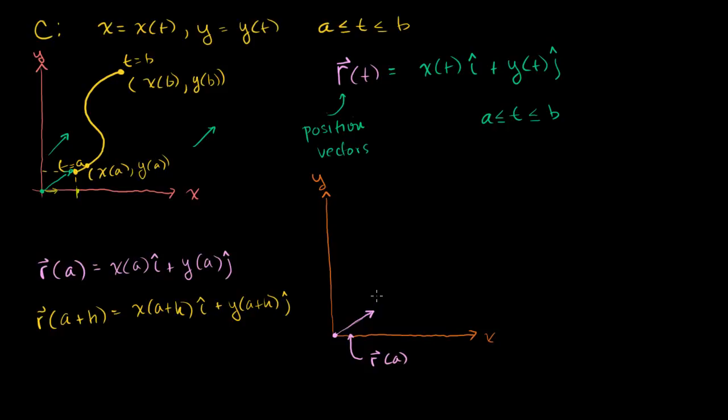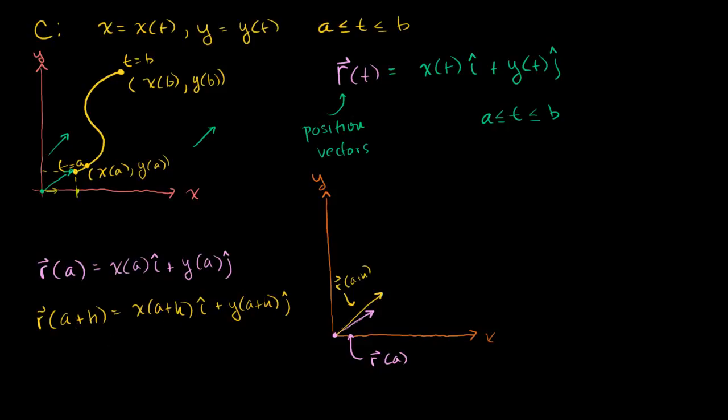So it'll be a new vector, a position vector, not a unit vector. These don't necessarily have length 1. That might be right here. I'm going to do that in the same color as this. So it might be just like that. So that right here is r of a plus h.